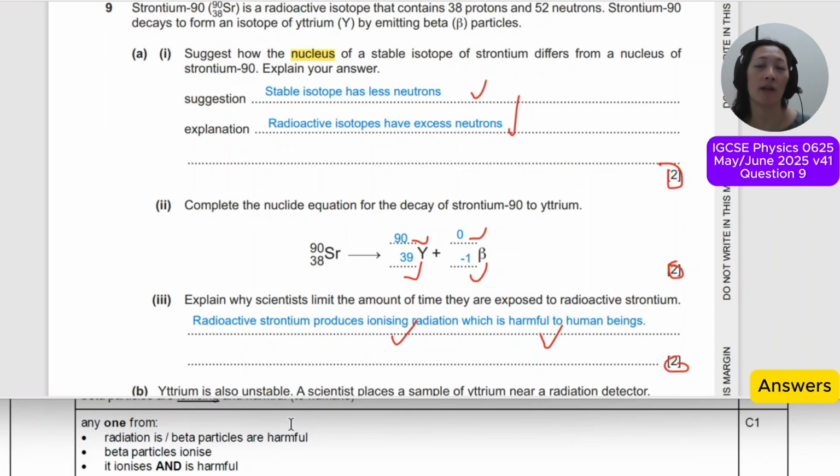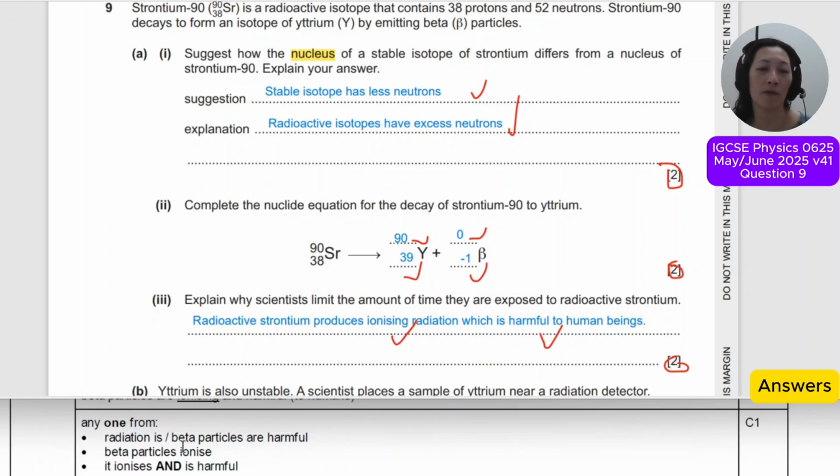So why would this only be worth 1 mark and not 2 marks? If you only wrote ionizing, it's not clear why they shouldn't be exposed to radioactive strontium. So clearly you must write that it is harmful. You have to explain why they should limit their exposure. But if you only wrote that they're harmful, it is not clear what makes them harmful. So that's why you need to write both ionizing and harmful.